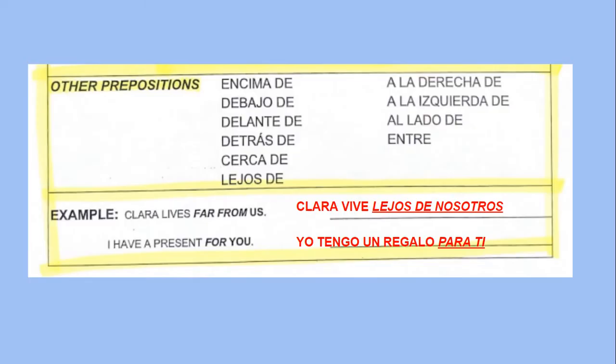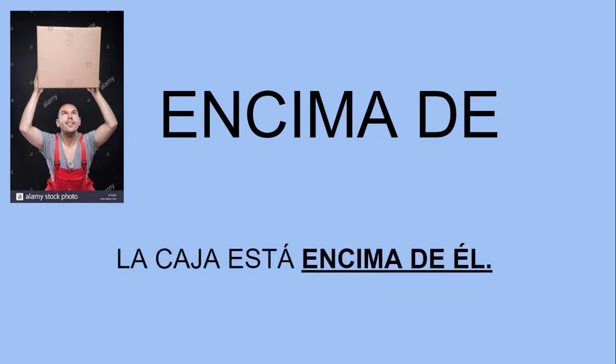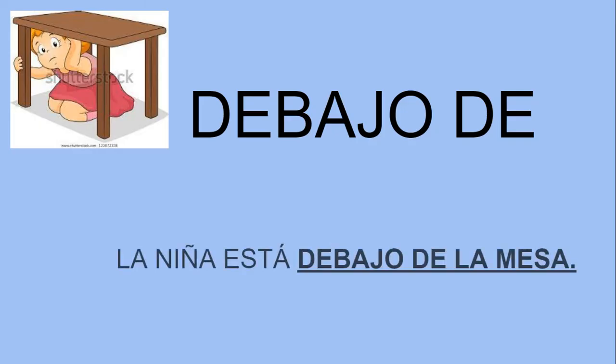So let's talk about these prepositions here, and I want you to write down what they mean in English next to them. Encima de means above. La caja está encima de él. That means above. Debajo de. That means underneath. La niña está debajo de la mesita.